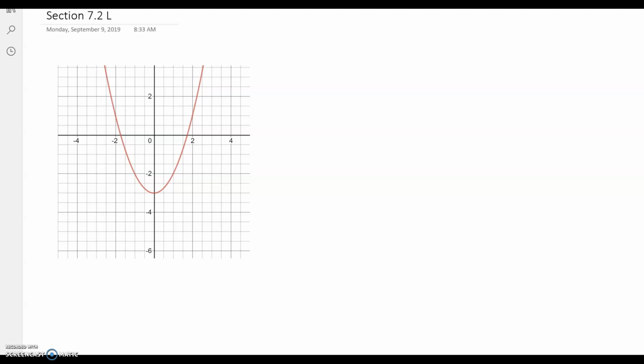In 7.2, we need to know about the domain and range of functions. So what is the domain? The domain of this function is all the inputs. And when you have a picture, this is a pretty doable thing. Without a picture, it just depends.